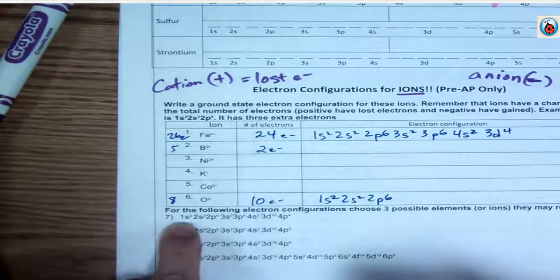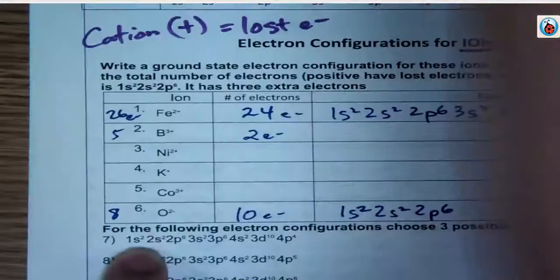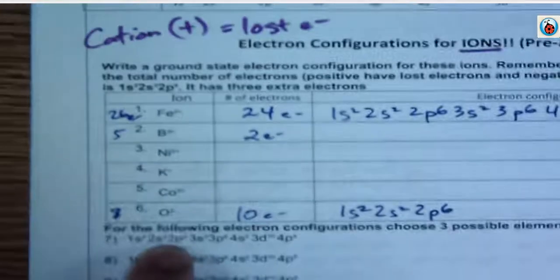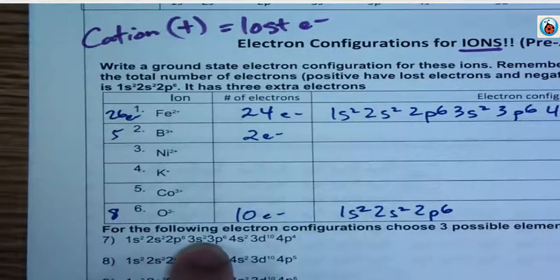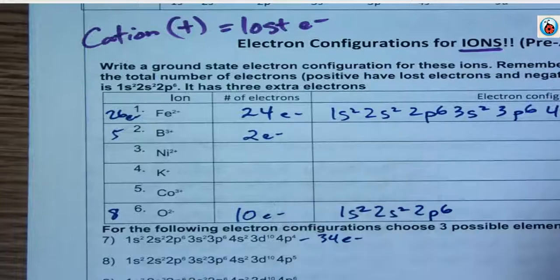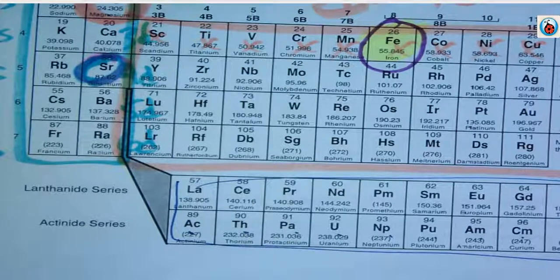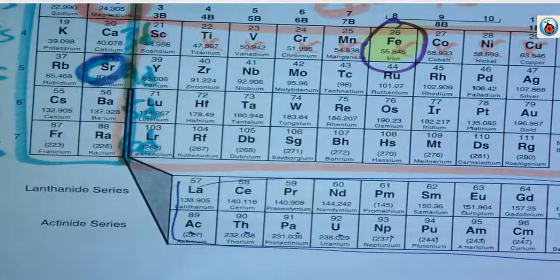Okay. So number 7, how many electrons do we have? 2 plus 2 is 4, plus 6 is 10, 12, 18, 20, 30, 34. So we have 34 electrons here. What element is 34 electrons? That's selenium. Or let's use the symbol, Se. Okay. So it says choose 3 possible elements or ions.